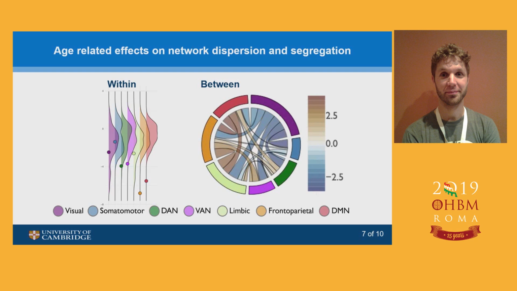And we can see, although this effect is much more subtle, and I don't think it will hold up to multiple comparisons, that the default mode and frontal parietal networks seem to move outwards a little bit. So they have a positive value, meaning the centroids kind of move away from all the other networks.